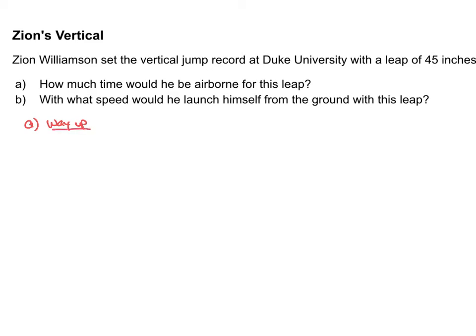then V2 would be 0 meters per second. So on his way up, V1 is some sort of launching speed that we're going to solve for in part B. But gravity is going to slow him down, and eventually he'll come to a stop for a moment, and that'll be at the very top of his jump.